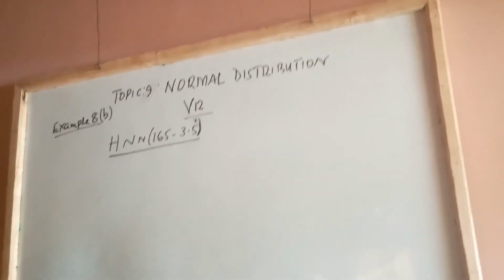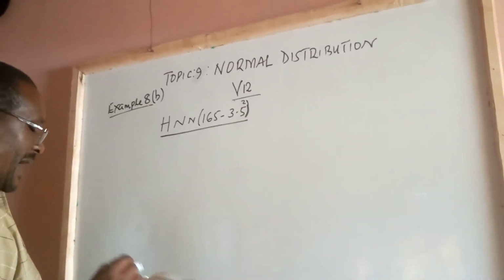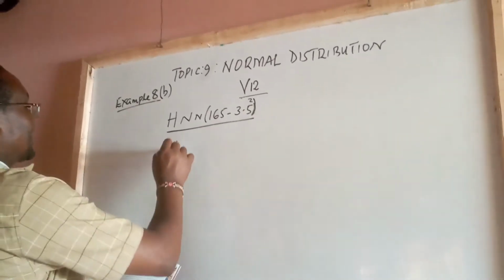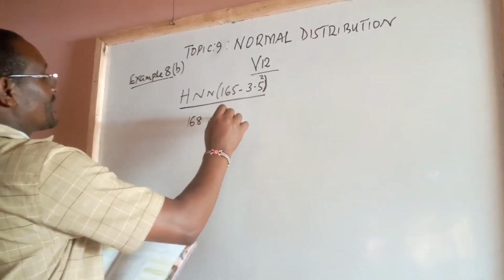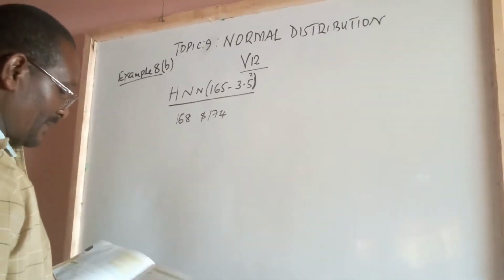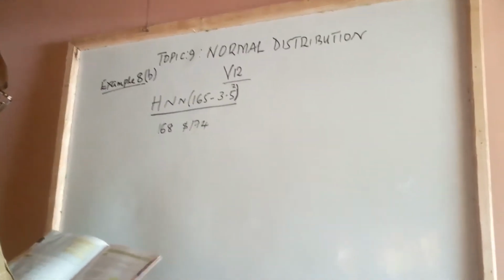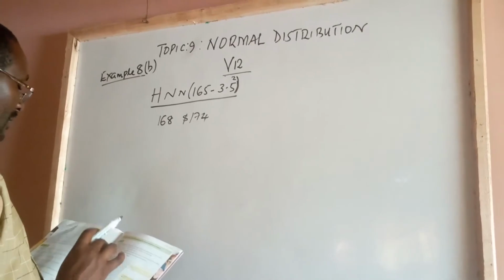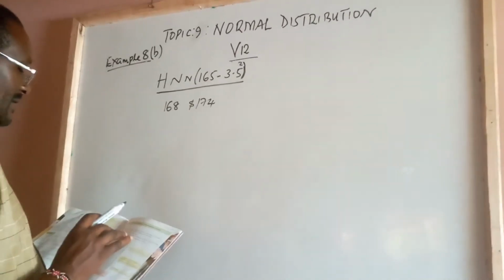And part B of the question states, Stephen is looking for a woman whose height is between 168 and 174 centimeters for a part in his next film. So find the proportion of women from this group who meet Stephen's criteria.